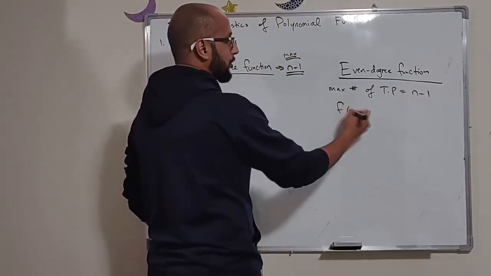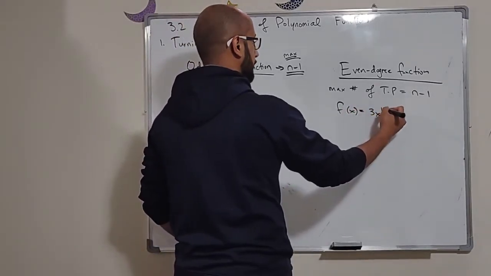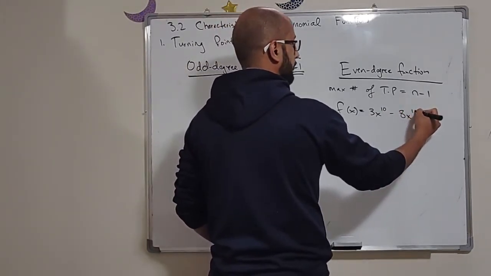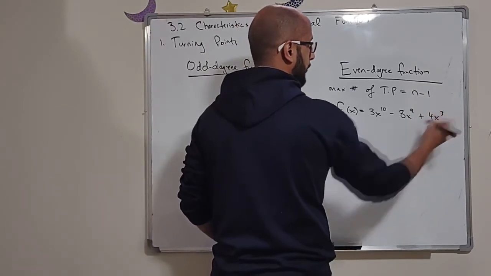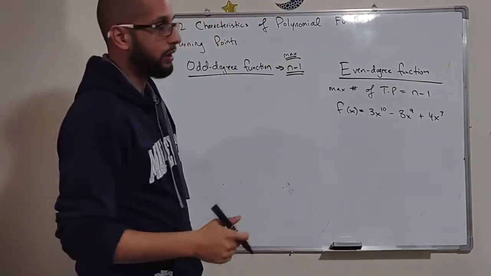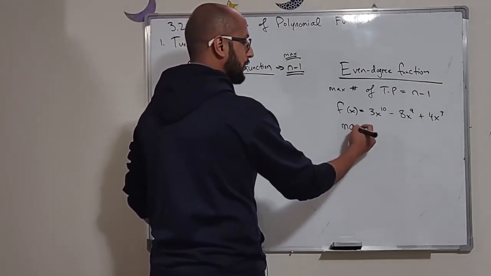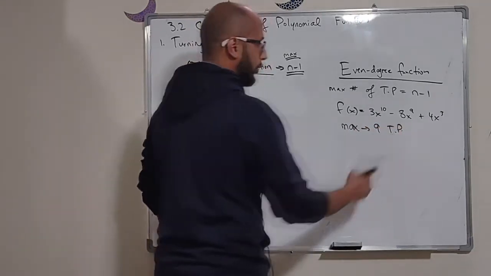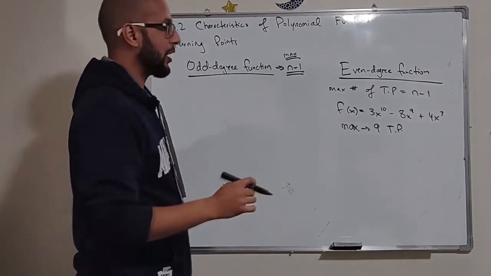So if I have a function which is, say, 3x to the power of 10 minus 8x to the power of 9 plus 4x to the power of 3, this function has a max of 9 turning points. What we need to figure out now is what are the other possibilities.